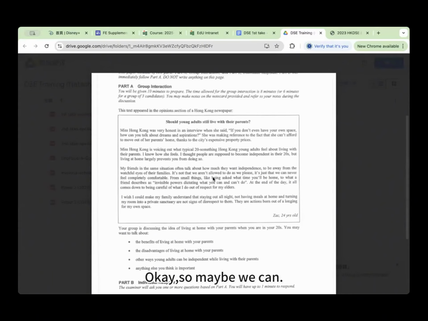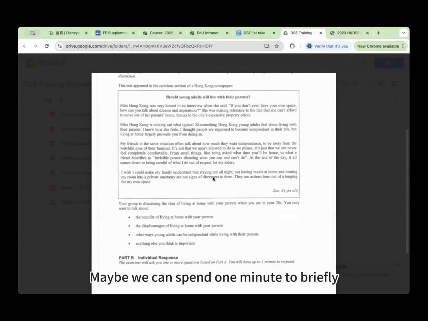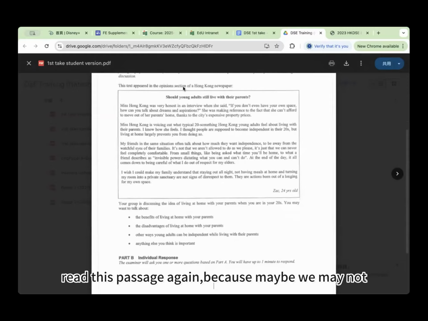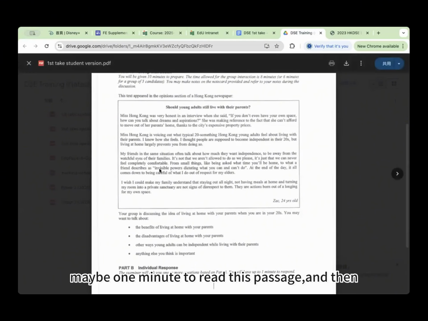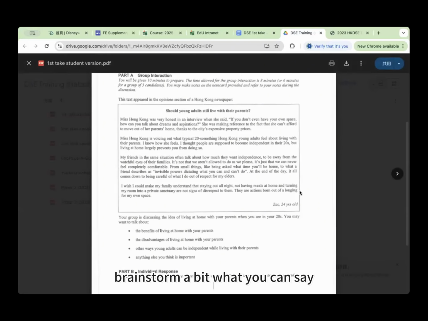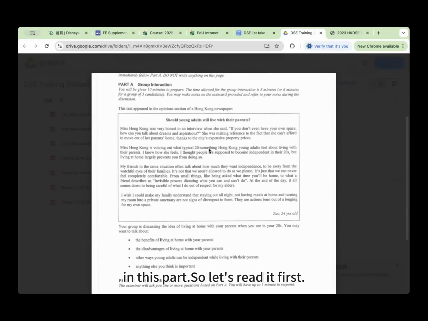Okay, so maybe we can spend 1 minute to briefly read this passage again because maybe we may not remember it. So maybe 1 minute to read this passage and then also the questions, and then to brainstorm a bit what you can say in this part. So let's read it first.